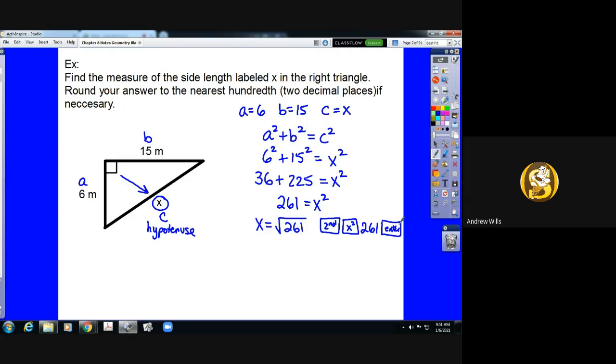Now, when you do that, the first thing that your calculator does is it prints the reduced root. 3 root 29 is what prints out of the calculator. Okay? But notice what the directions tell us to do. The directions are saying round your answer to the nearest hundredth. So we need that to be a decimal.